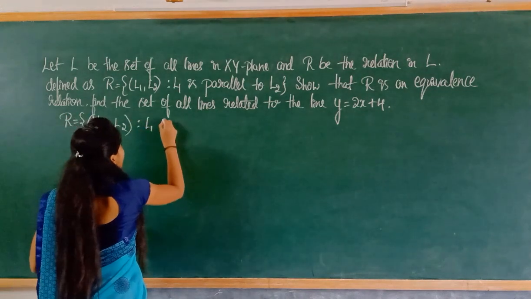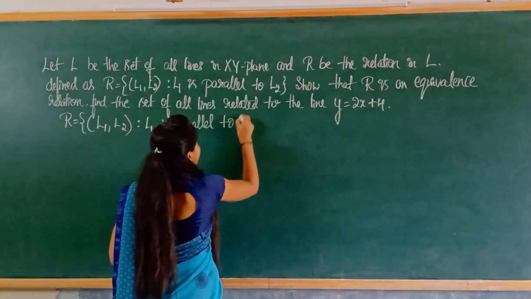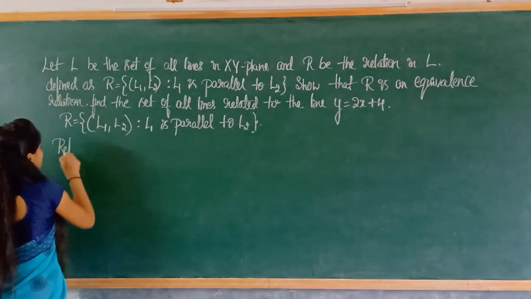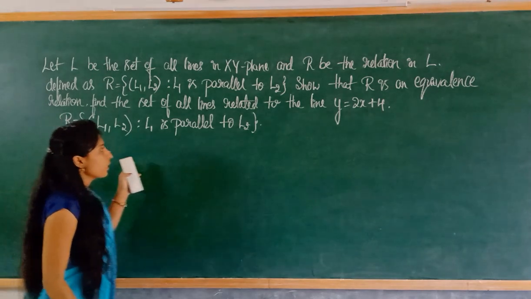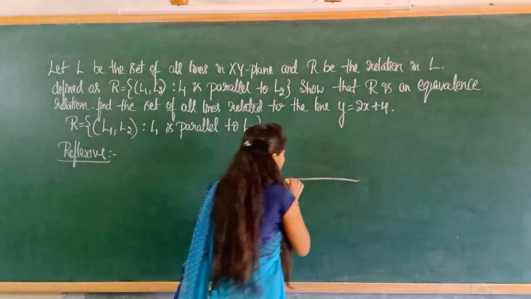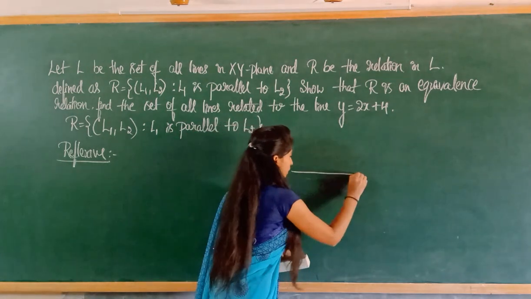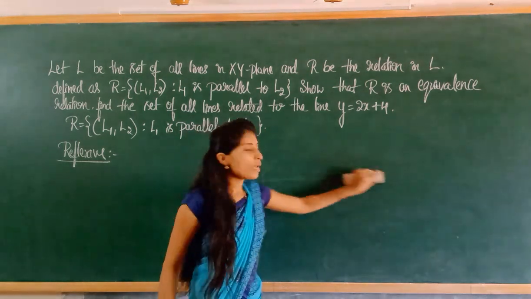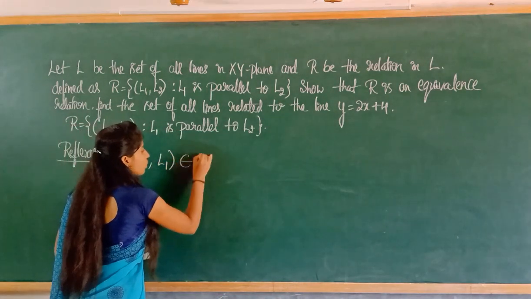L1 is parallel to L2, right? For reflexive, see here, L1 line is parallel to L1 form, right? Another line also it can be two in this. So suppose L1 line here, L1 line is parallel to itself. So L1 is parallel to L1. So (L1, L1) belongs to R.